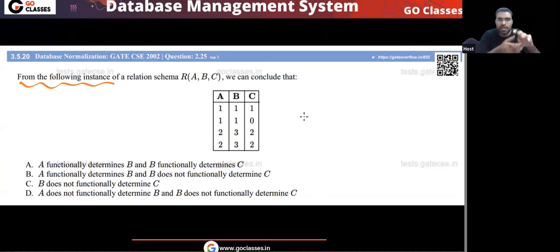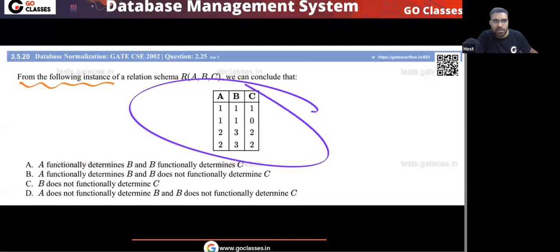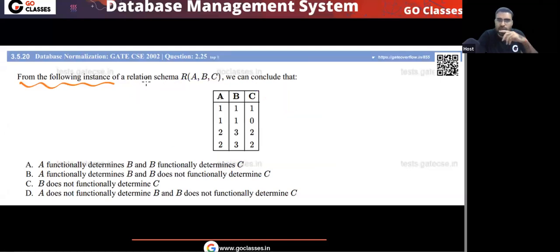I told you that if I give you some instance, you can eliminate some functional dependencies from it, but you can never say that some functional dependency holds. Is this clear? Because functional dependencies are defined on the instance or on the schema? They are defined on the schema.